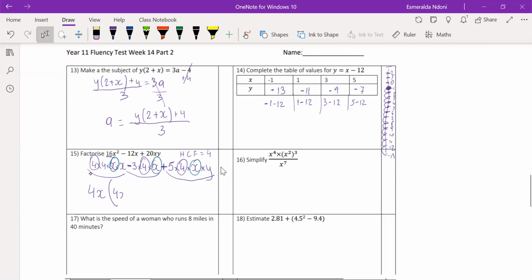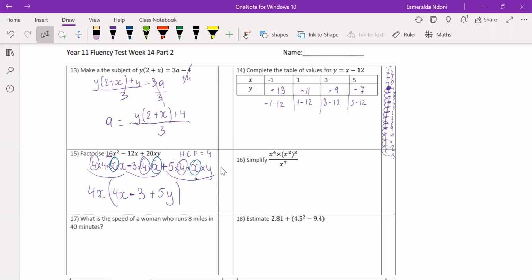So 4x. Then on the second part, you have a 3. You can see there, don't forget the sign, -3. And you don't have any letters because the x came out. Plus, on the last part, you have a 5, and then you have a y there. It's a 5y. And you have finished factorizing it.